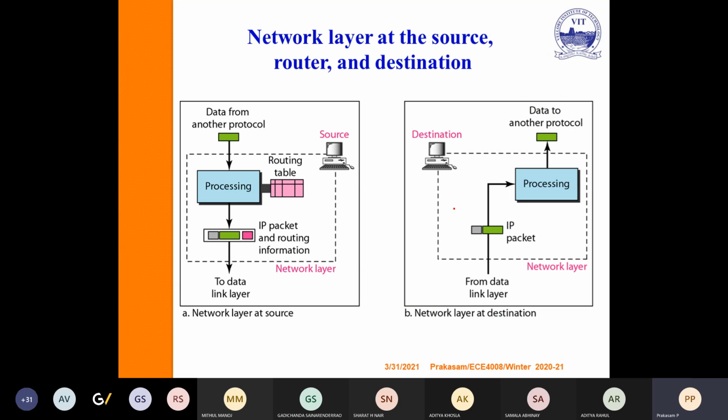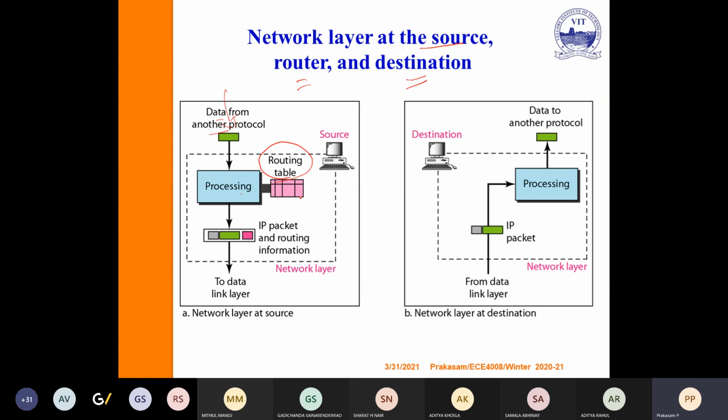So if you see the network layer at the source, at the router, and as well as at the destination. At the source, what will happen? The data from the higher layer will reach here at the source side. It will process the data. Meanwhile, depending upon the source address and the destination address, it updates the routing table.